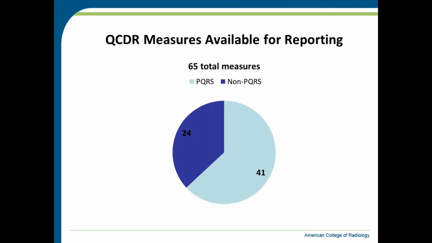This is just a quick graph to show you that we have over 65 measures available. Our biggest category is our PQRS measures, at 41. That's the light blue area. And then for our non-PQRS measures, we have 24 different measures that they could select from. As I mentioned, that's a lot of measures, so we do have a measure selection tool that helps them calculate the measure based on their modality, or based on which registries they're signed up for or even interested in.